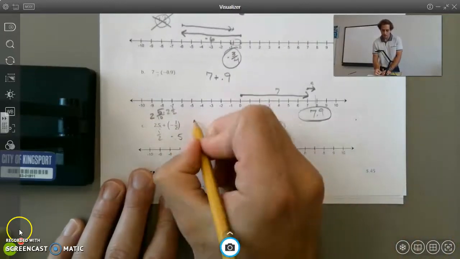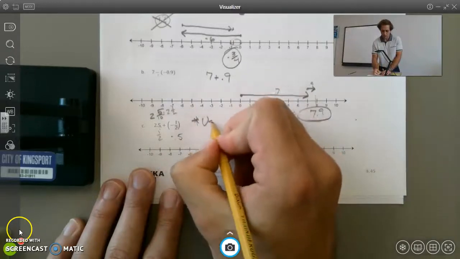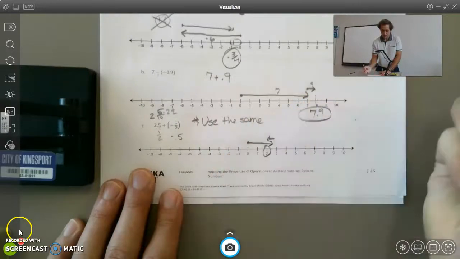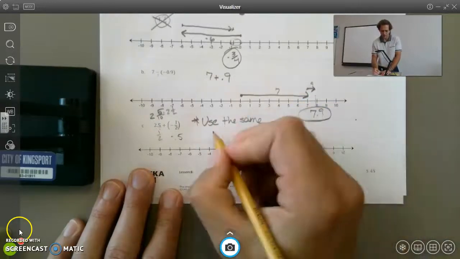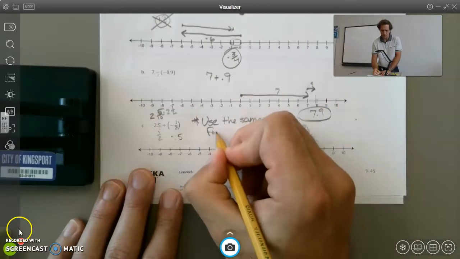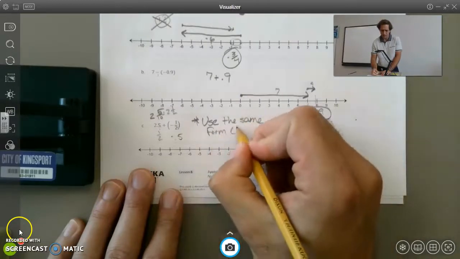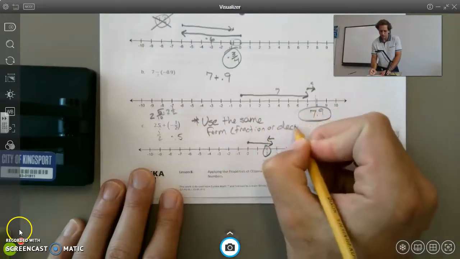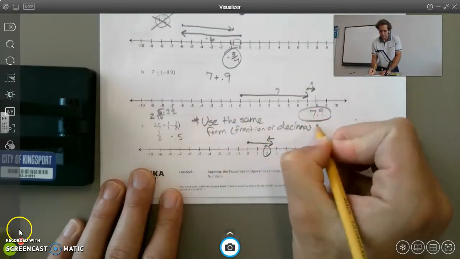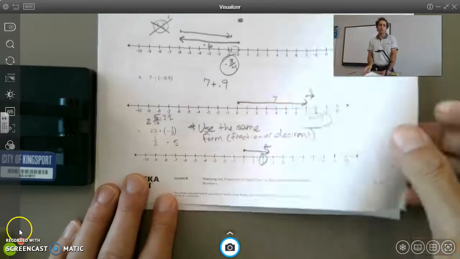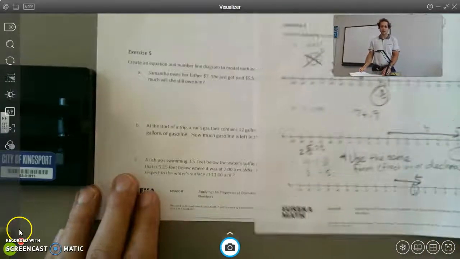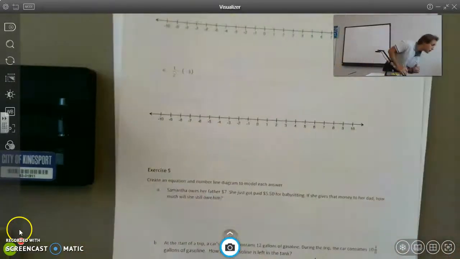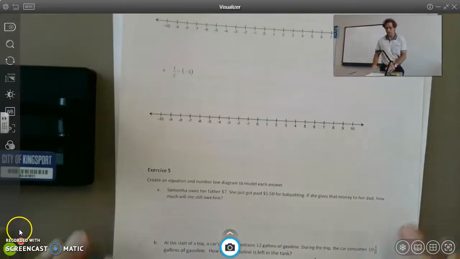All right, so make sure, I'm going to put a star here, use the same form, either fraction or decimal, like they need to be in the same form. You want them in fraction form, put them in fraction form. You want them in decimal form, put them in decimal form. They need to be the same. All right. Okay.